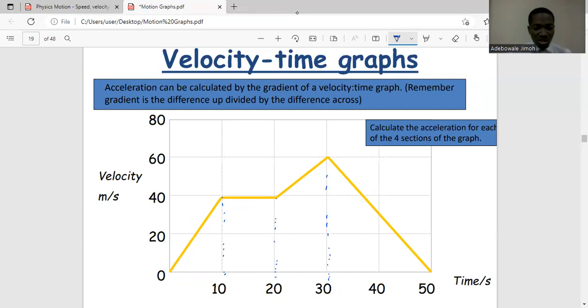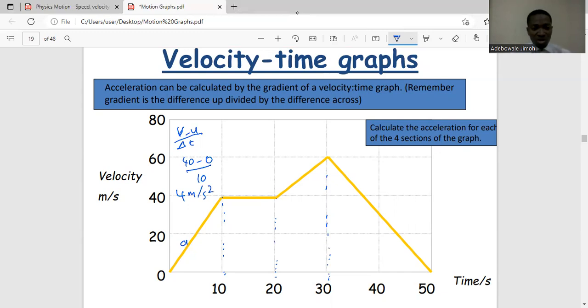What's the acceleration here? Acceleration here is final velocity minus initial velocity divided by the time taken, divided by the change in time. What's the final velocity? 40, minus what's the initial velocity? 0. What's the time taken? The time taken is 10 seconds. 40 minus 0, that's 40. 40 divided by 10, that will be 4 meters per second square.